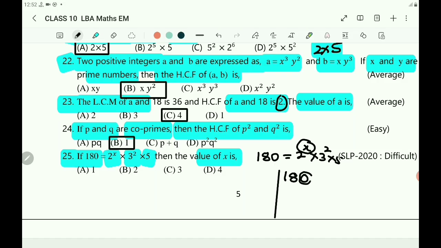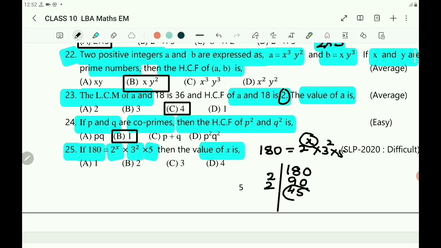Then first you divide it by 2 because it is divisible by 2, as the unit digit is 0, it is an even number. 2 nines are 18, again it is an even number, divide it by 2, 2 4s are 8, 2 45s are 90. Then 45 is not divisible by 2, it is divisible by 3, then you divide it by 3, 3 1s are 3, 3 5s are 15, next 3 1s are 3, 3 5s are 15, then 5 1s are 5. So 3 power 2 is there, 5 is there, then 2 power 2 is there.